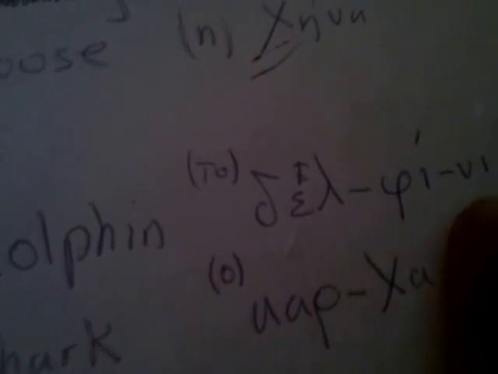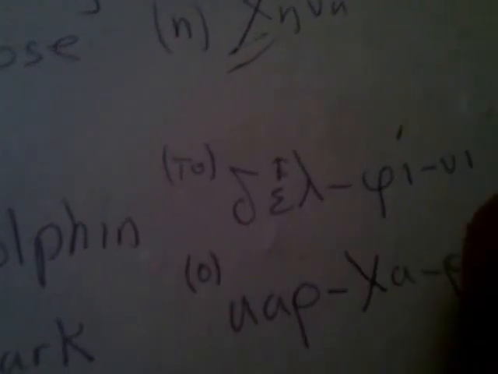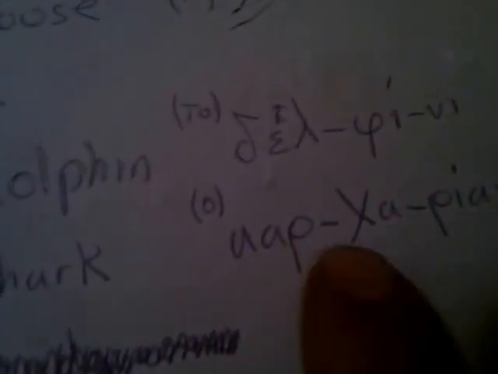Dolphin. To delfini. Delfini. Okay? Shark. Karcharias. You can also say it as skilopsaro. Skilopsaro. There's two meanings to that word that I read there.